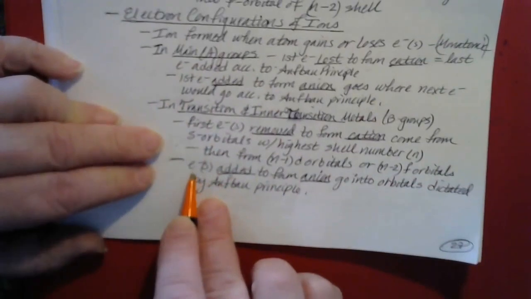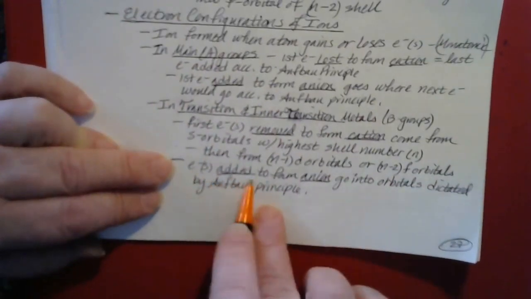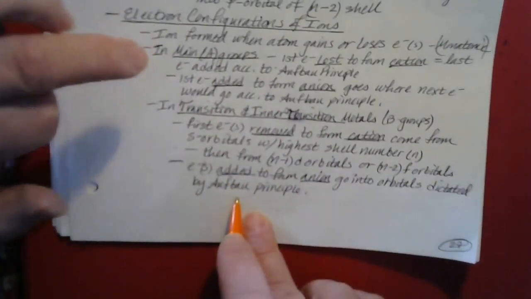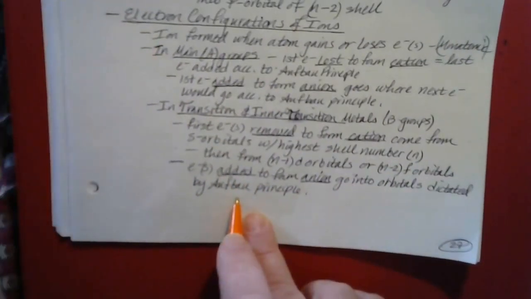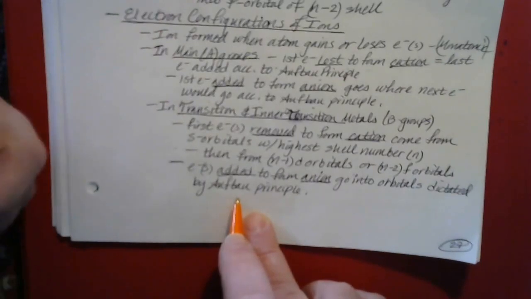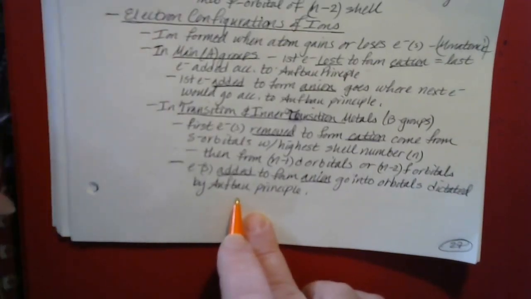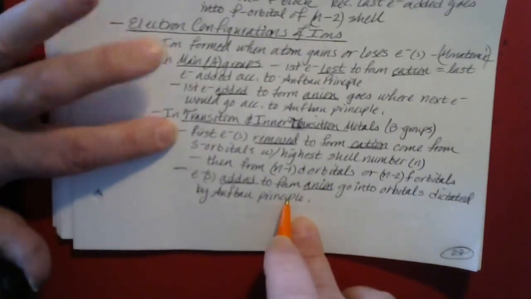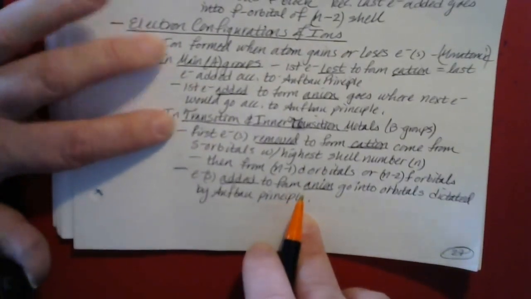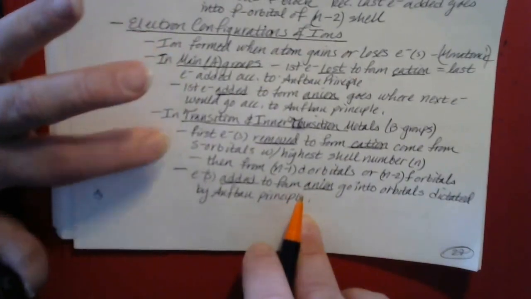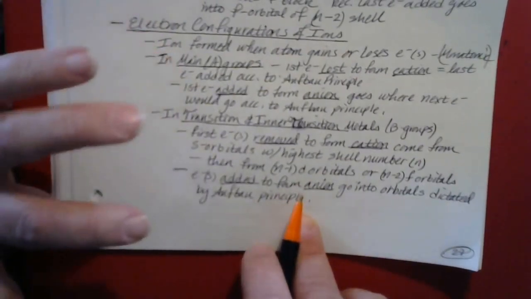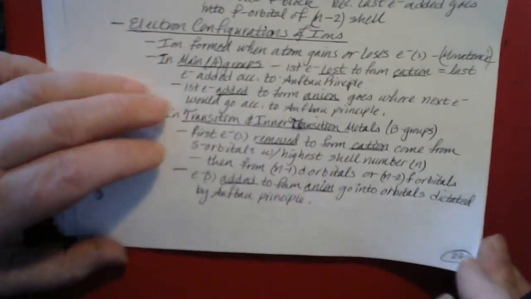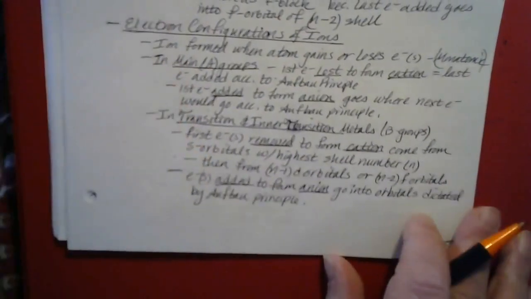Okay, then the electrons added to form an anion would, like the main group elements, go in whatever is the next lowest energy position according to the Aufbau principle. So the difference between main group and transition elements really comes in removing electrons to form cations. For anions, they act the same way. It just goes into the next position according to the Aufbau principle.